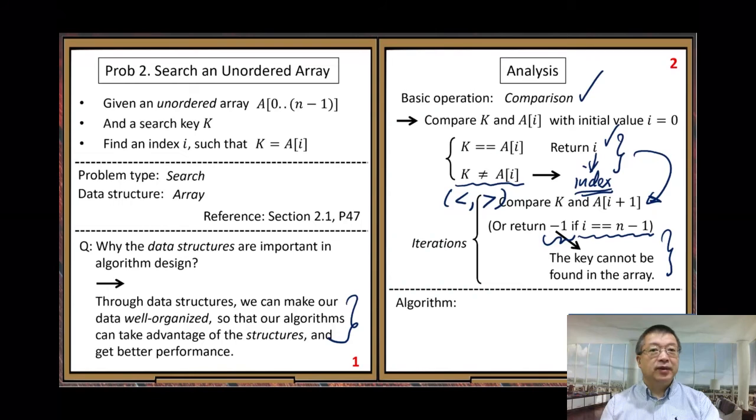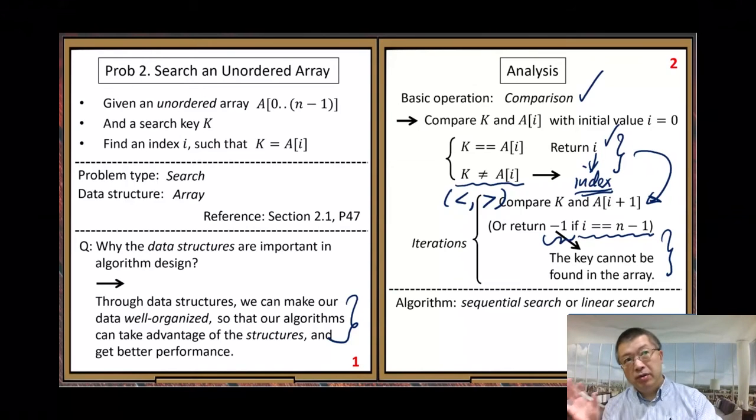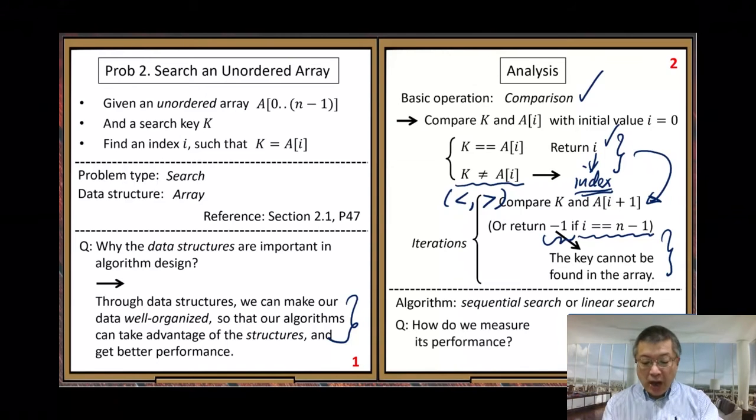So next, for this algorithm, there is a name for it. Sequential search or linear search. So these two names, some people prefer linear search. Probably linear search is used more frequently. And some people like to use sequential search. All right. So next question. How do we measure its performance? Performance, or in this class, we also use this word, efficiency.